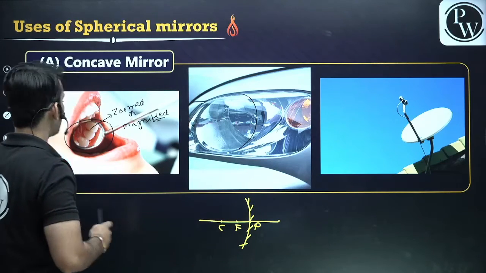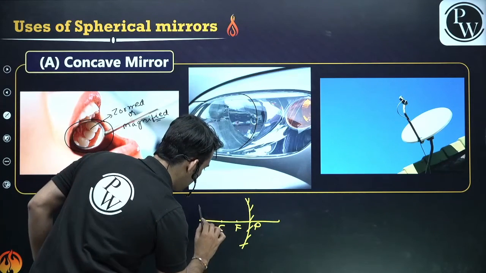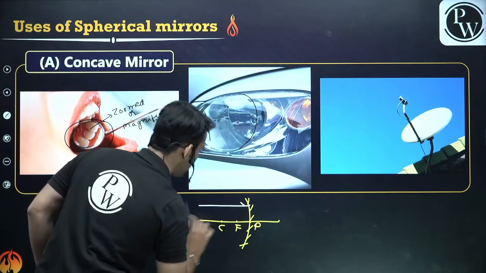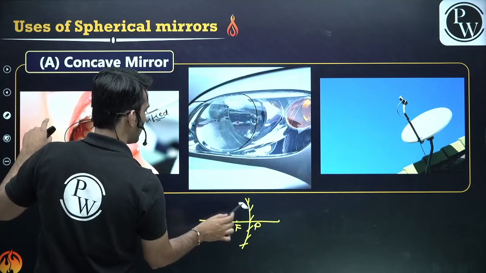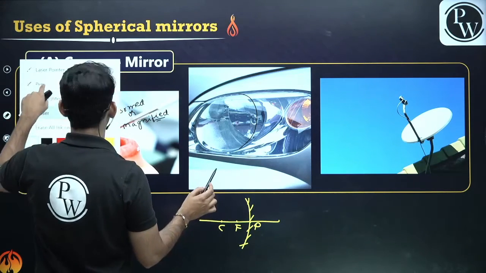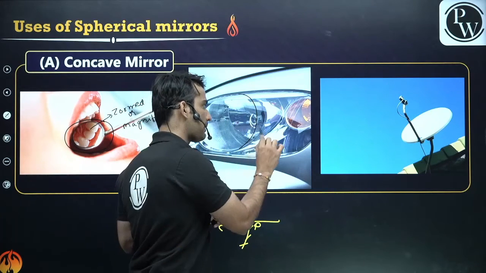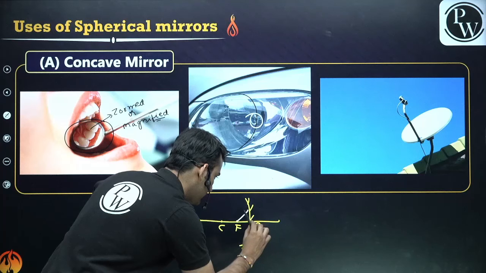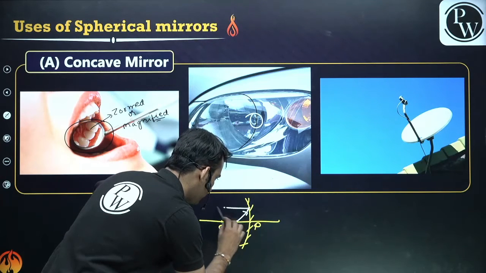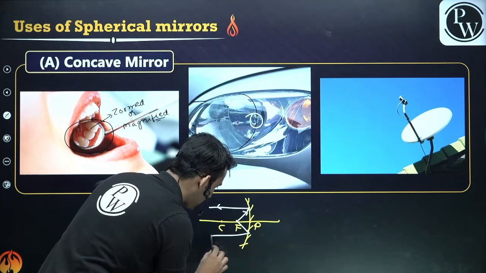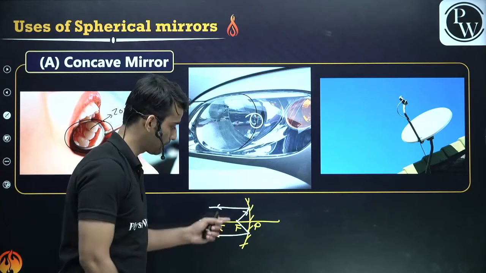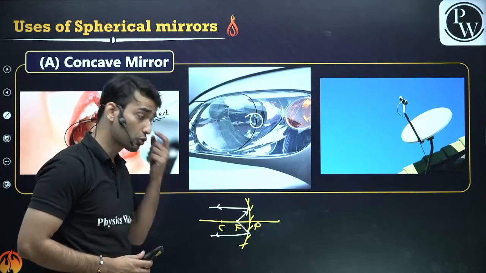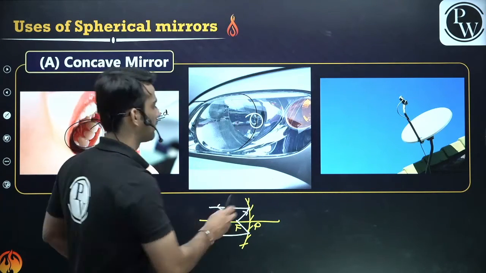So guys, what can we do? Basically, in a torch or any ray source, what we do is we place the bulb. Can you see this bulb? This bulb is placed at the focus here. So guys, when the rays emerge from this, they will become parallel to the principal axis, because the bulb is placed at the focus. So we get a parallel beam of light.